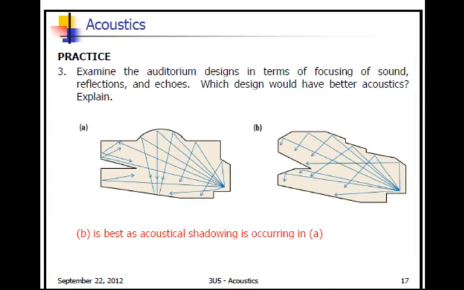For question 3 here, it says, explain the auditorium designs in terms of the focusing of sound reflections and echoes. Which design would have better acoustics? So in A, you can see that there are some acoustical shadows. We have a lot of concentration of sound here, where we don't have a lot of concentration of sound over here. This would be better because a lot of the sound waves, the vectors of them, are reflecting down and in towards the audience.